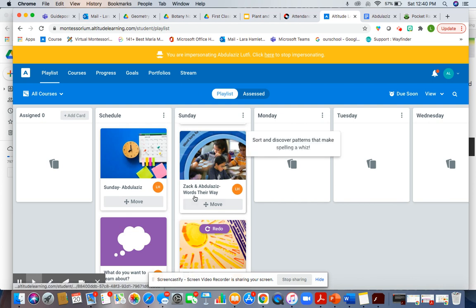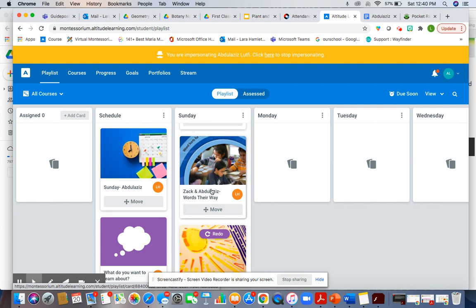Remember that this environment on Altitude is set up for you to be able to be successful if you read the directions carefully and follow each step. So take your time, Abdulaziz, and do some great work showing that you're able to do some independent works in here. And when you have questions, think about where you can find those answers too. Just like in our work cycle in the morning, it works the same.